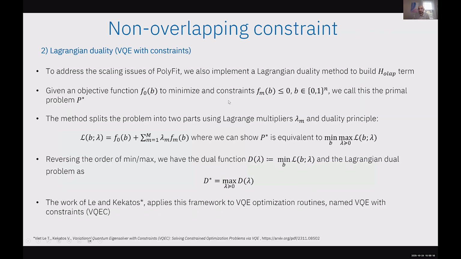You start with your objective function and your constraints. You can build this Lagrangian function and mathematically prove that it's equivalent to the original problem in this language of Lagrangians now. And then you can take the dual function and you solve the dual problem. And there was an earlier work that did this in general for variational quantum optimization routines. And we adapted that to our particular problem and wrote the code and ran the whole thing.